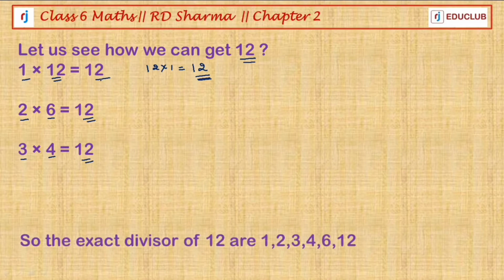So the exact divisors, the numbers that we are multiplying, those are the exact divisors of that number. So the exact divisors of 12 we can say are 1, 2, 3, 4, 6 and 12.